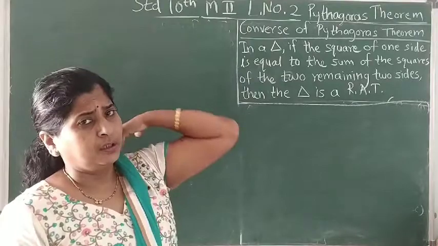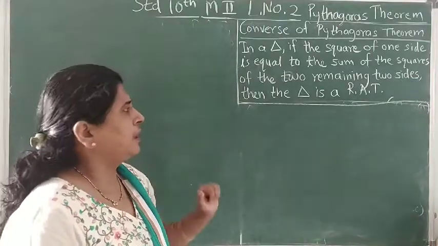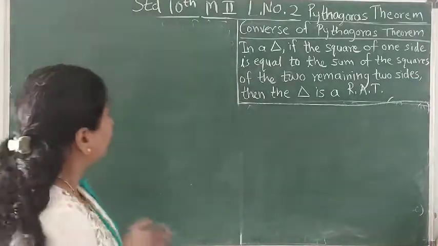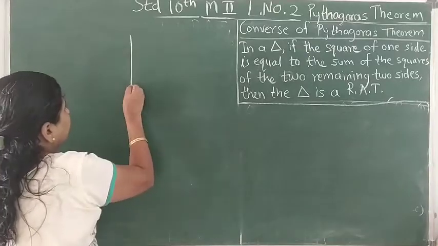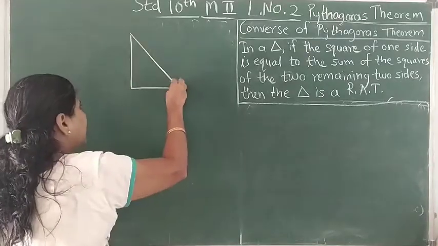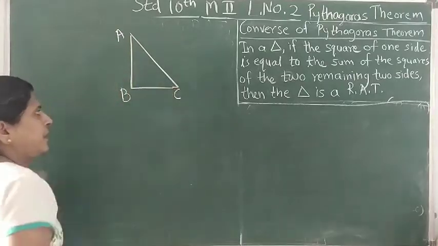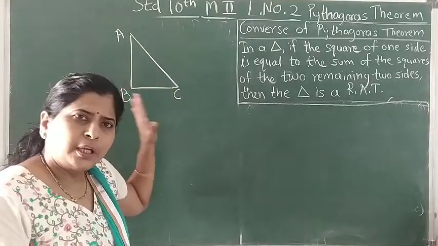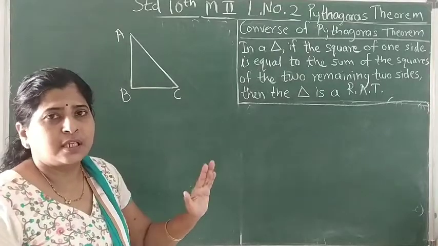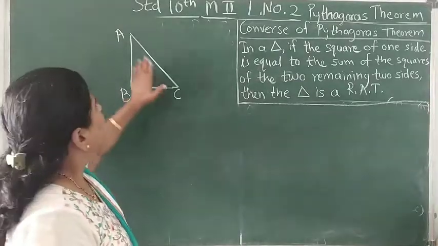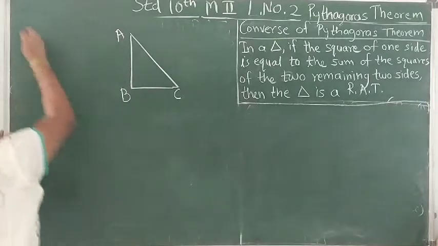Okay. Now here we have to prove that it is a right angle triangle. So we have to draw a triangle. If I draw a triangle ABC, I will not say that B is right angle. I have drawn B as a right angle only, but I will not say it; I have to prove it. Okay. So in a triangle, what will be our given?